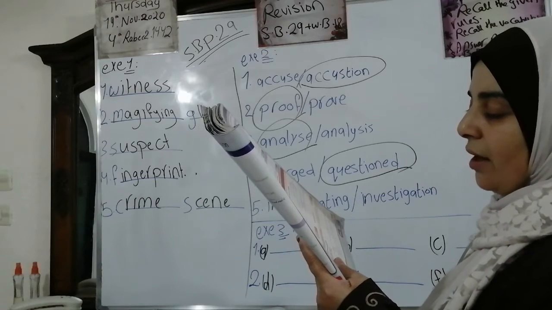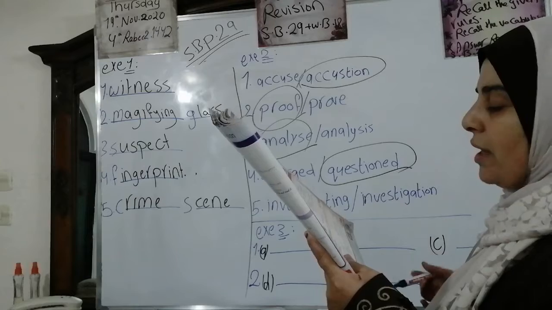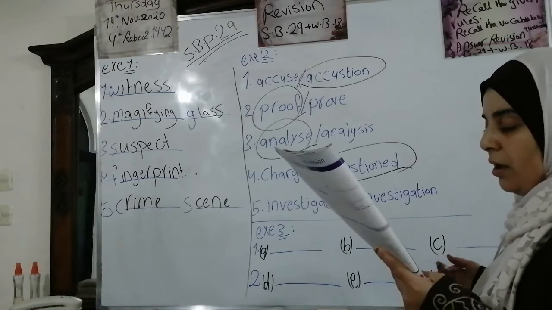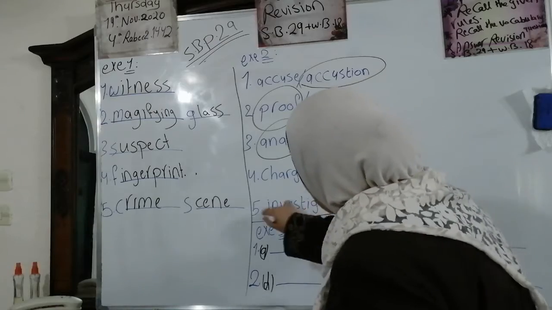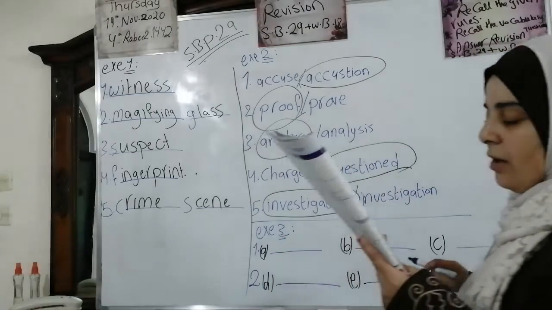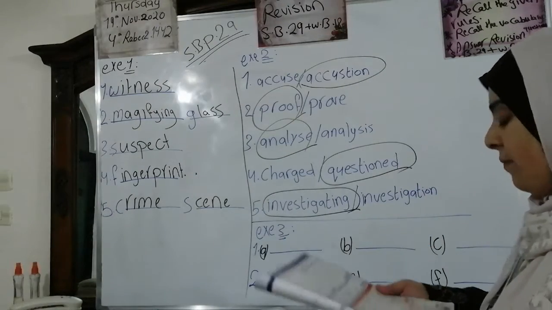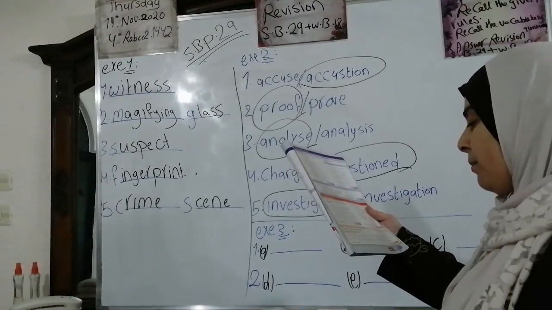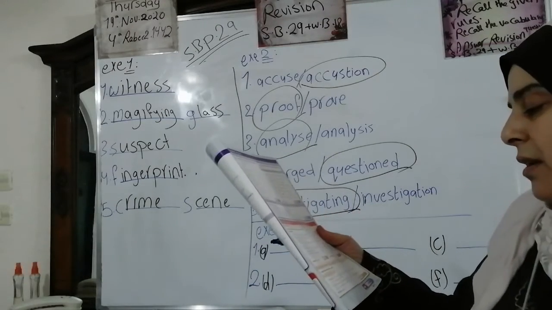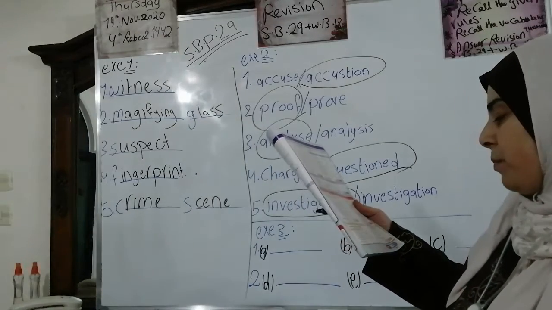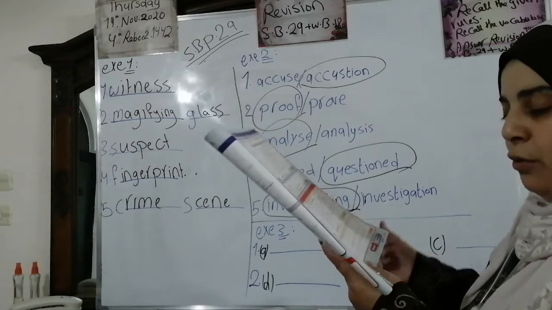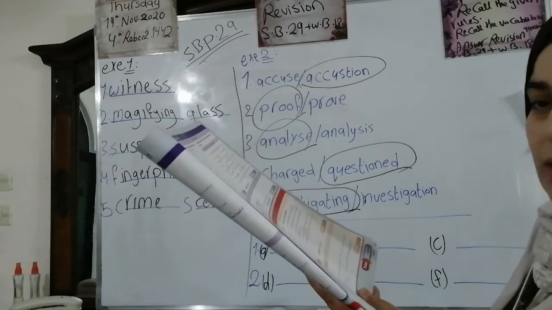Number 5, they started investigating or investigation the case last week, so we are going to choose investigating. Started investigating. Now, let's move to question number 3, phrasal verbs connected with investigating and finding, okay? Complete the sentence with these prepositions. We have across, for, into, out, up.